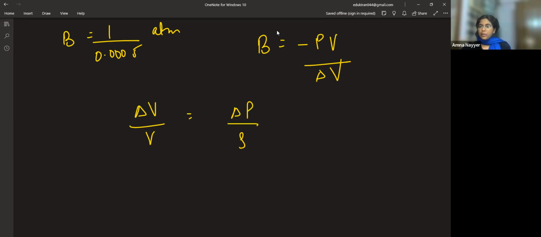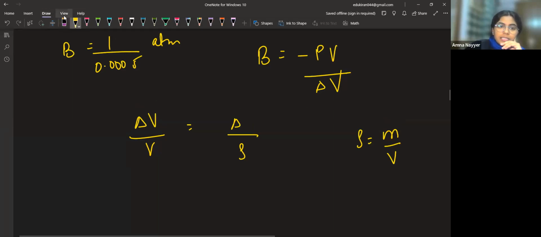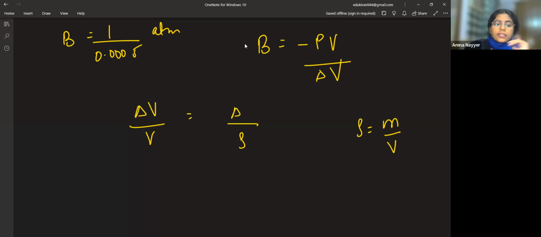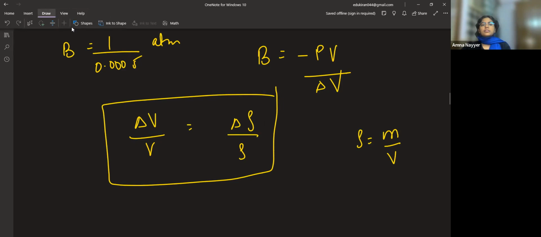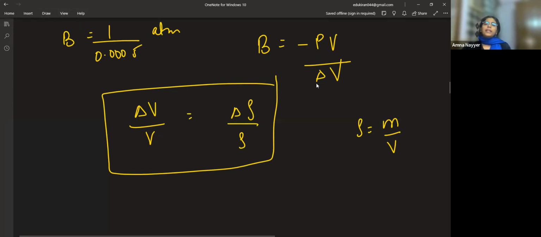Understood how? Bulk modulus is given. Density is equal to mass by volume. So if I'm taking density as 1, volume and mass will be the same. Are you getting this? B is equal to minus P V by delta V. The main question is to find out density first. So the fractional change in density will be equal to the fractional change in volume. I've just written this for other questions where you are not given any data. Right now in this question, it is not needed. In this question, you will be able to find out through delta V by V.